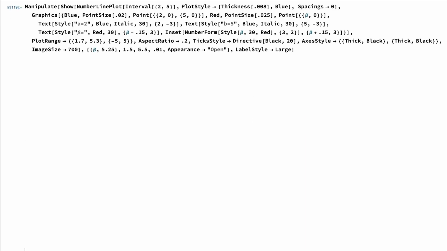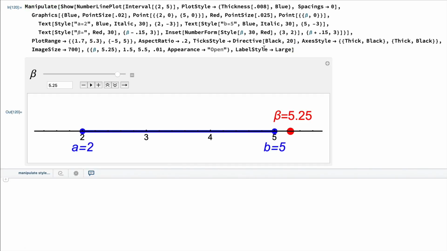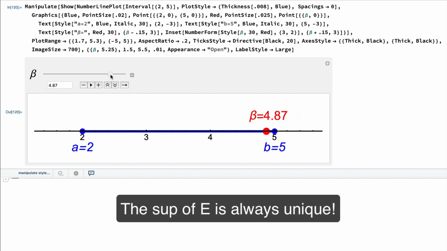Running this Mathematica code that you see here will help me understand what's going on. When I run it, I see a blue interval that is a closed interval from A equals 2 to B equals 5. I also see a red dot labeled beta equals 5.25. That's not the sup of E because it's not the right endpoint of E. It is an upper bound of E, but it's not the least upper bound. If I change beta to be less than 5, then it's no longer even an upper bound of E. Only when beta equals 5 exactly do I get the number that is an upper bound of E and also the least upper bound of E.